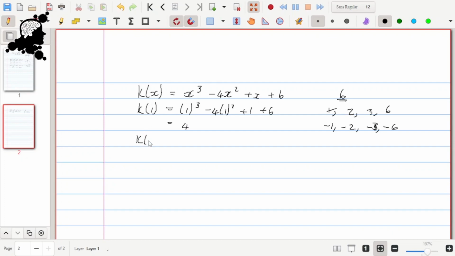So k of 2, this is going to give me 2 to the power 3 minus 4 into 2 to the power 2 plus 2 plus 6. This is actually going to give us 0 as an answer. So we found our factor. Our factor in this case is going to be x plus 2. Sorry, x minus 2. So x minus 2 is a factor of k.